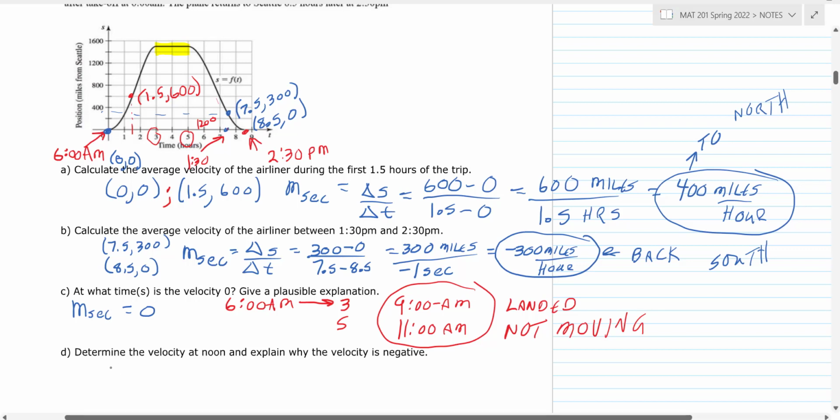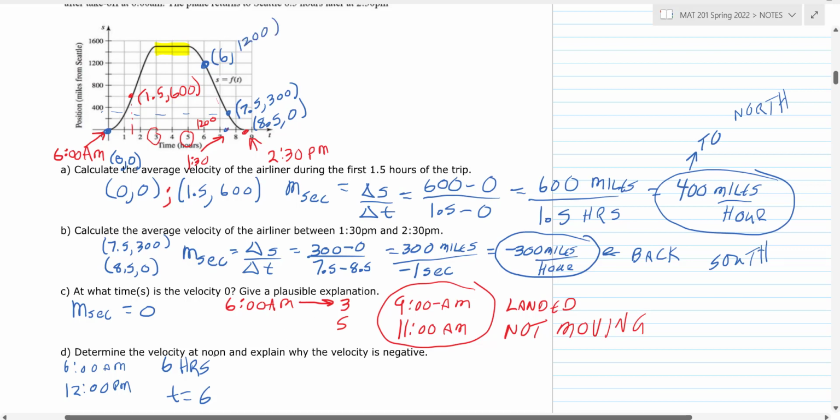Let's see. We're going to determine the velocity at noon, and we're going to explain why the velocity is negative. Remember, we start at 6 a.m., so 12 p.m. would just be 6 hours later. So in this case, time would be 6. If you look at your graph, you have this point right here, 6 hours. It looks like your displacement is 1,200 miles.